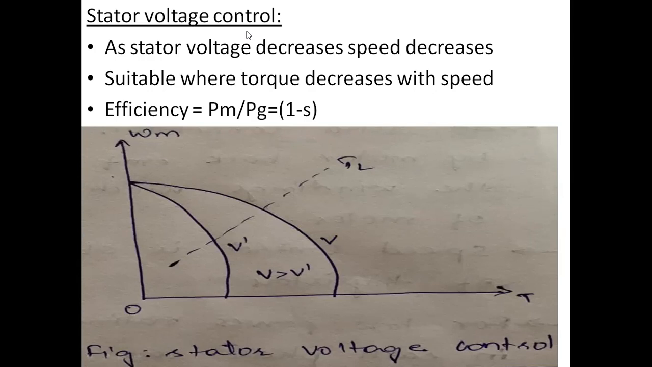From the equations I discussed before, we can say that the motor efficiency eta can be written as Pm by Pg, which is equal to 1 minus S. This is the diagram showing the stator voltage control. From the efficiency formula, I can say that efficiency falls with a decrease in speed.